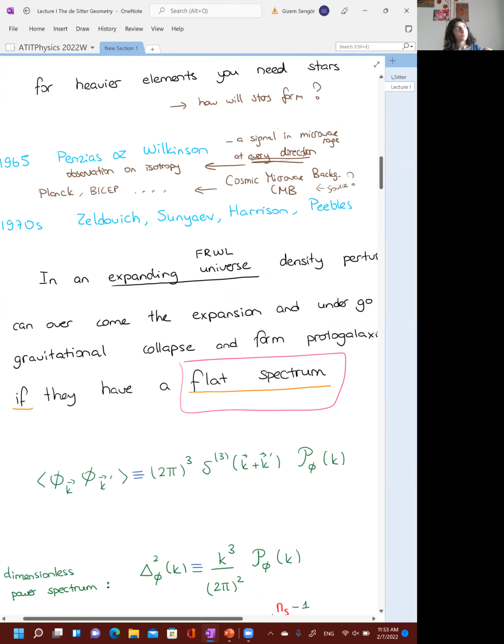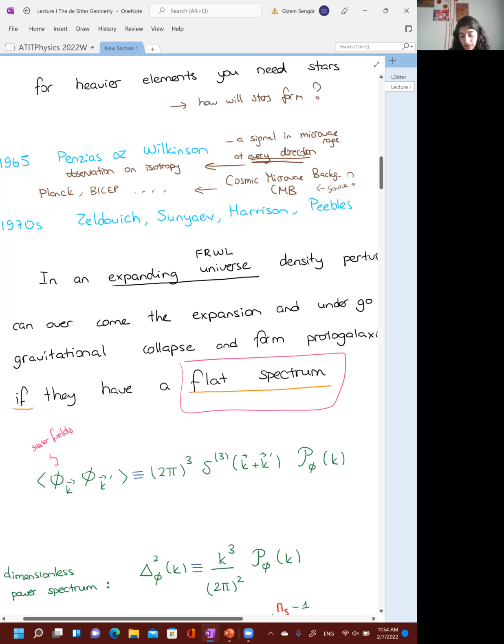Now, these density perturbations are scalar quantities. This means, if you think of how things transform under rotations, you have scalars, vectors, tensors. In that sense, they're scalars. And so you can calculate them starting by studying scalar fields.